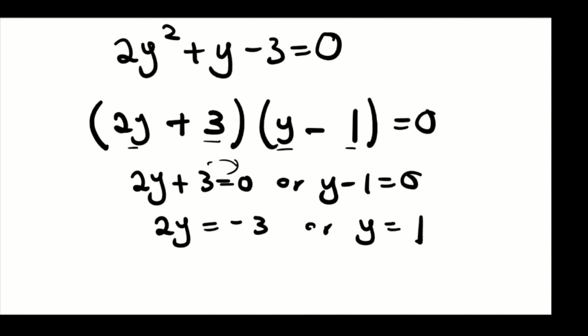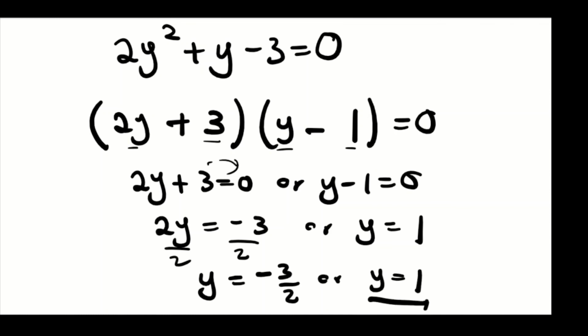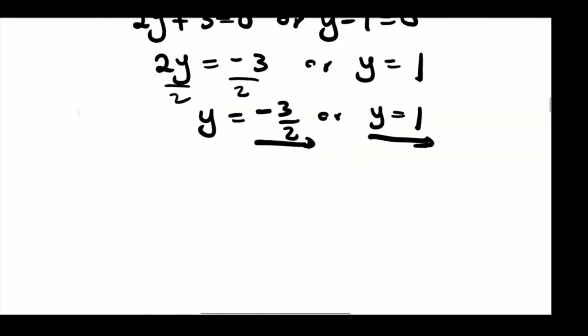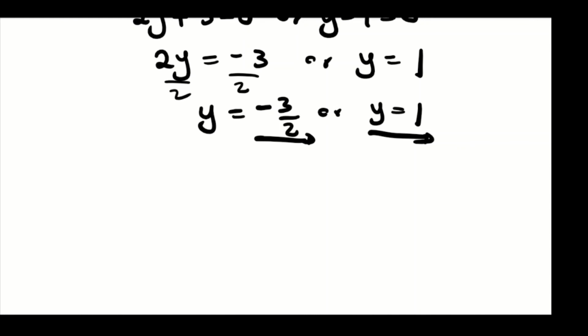So we're going to divide by 2 here. So we have y being equals to minus 3 over 2, or y being equals to 1, right? So we're having our solutions of y. Now we need to identify the solutions of x. Remember that x is our third equation, which is equals to 3 minus y, right? So we're just going to substitute our values of y. So when y is equals to minus 3 over 2, what is our value of x?